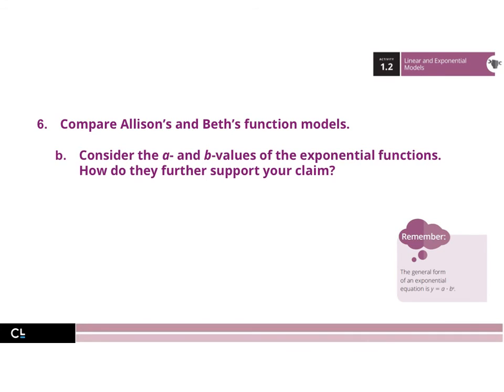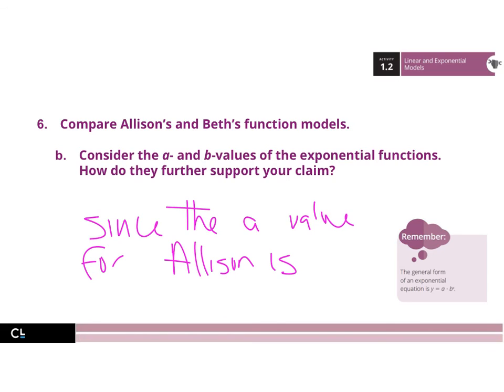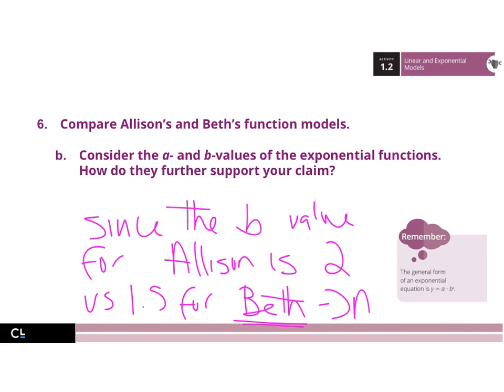Compare Allison's and Beth's functions. Consider the a and b values. Since the b value, not the a value, the b value, silly me, for Allison is 2 versus 1.5 for Beth. That means Allison's going to win. Allison will eventually earn more. So it doesn't matter that the starting value for Allison is super low, a half a penny. What matters is the fact that we're doubling her money versus we're 1.5ing Beth's money. That's huge. The doubling versus 1.5 is a big difference.